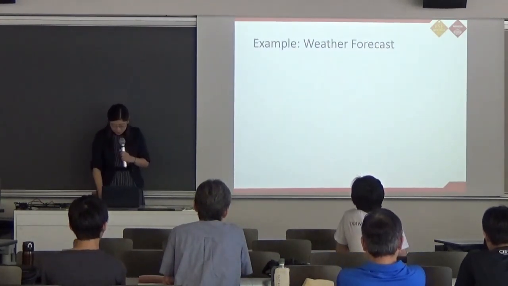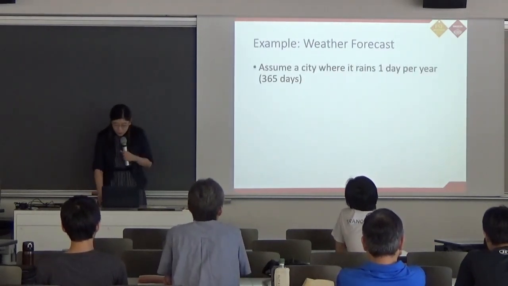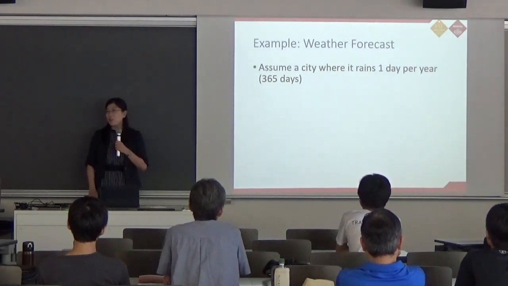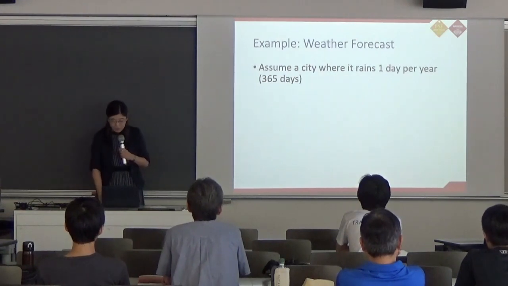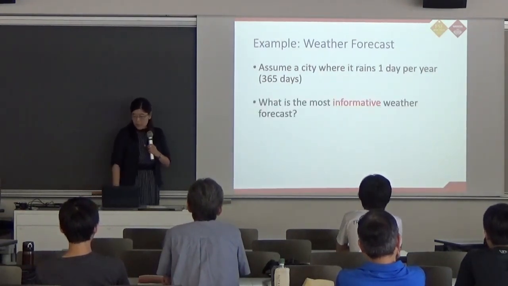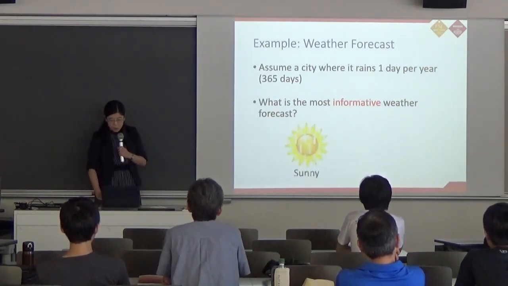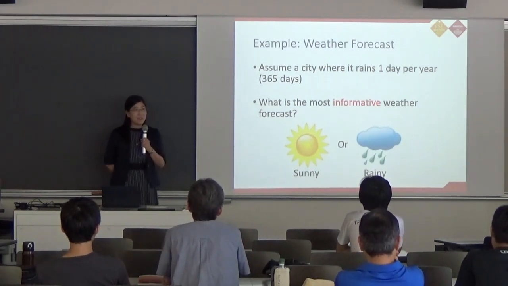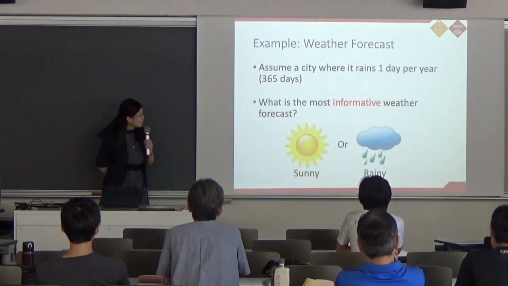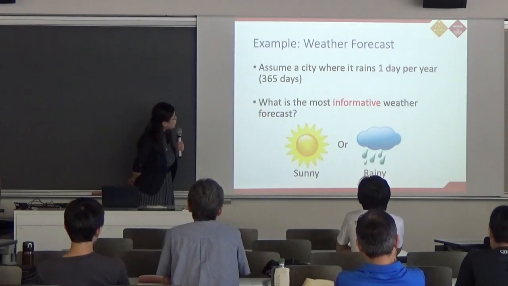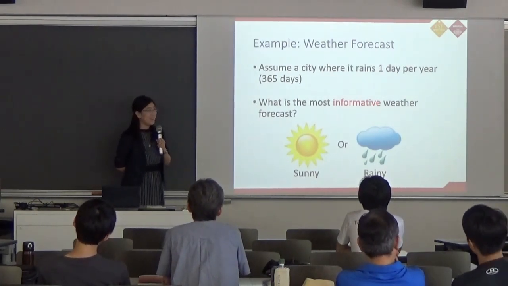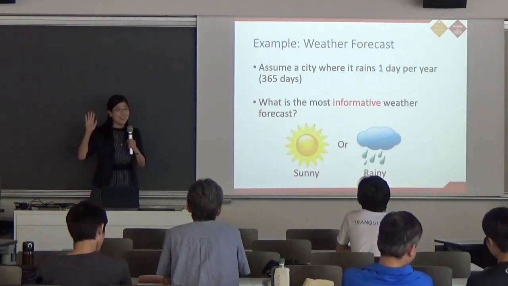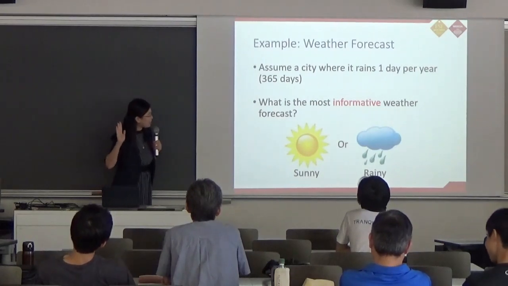Now let's see another example, about weather forecast. Assume a city where it rains 1 day per year, so a year has 365 days. If we consider any day equally likely, what would be the most informative weather information for you? Suppose we just say rainy or sunny. Which one is most interesting for you, or you think is more necessary? Sunny or rainy, for this special city that rains 1 day per year? How many think sunny is important? Or does anyone think rainy is more important?